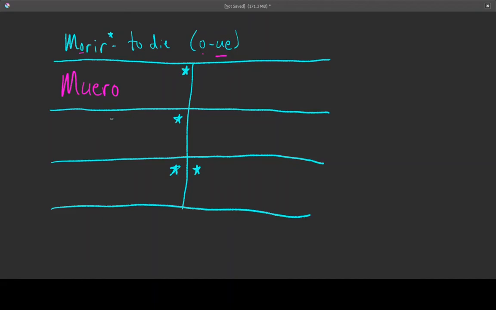The tú form is also quote unquote inside of the boot, so it is also going to get a stem change. So mueres. Tú mueres. Él form, also inside the boot. Muere. Ellas form, inside the boot. Mueren.